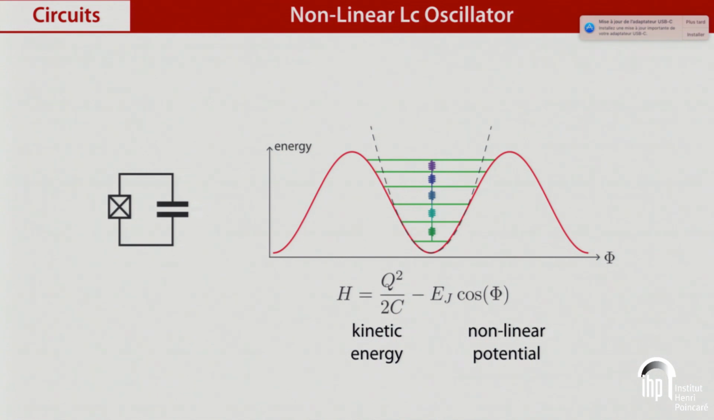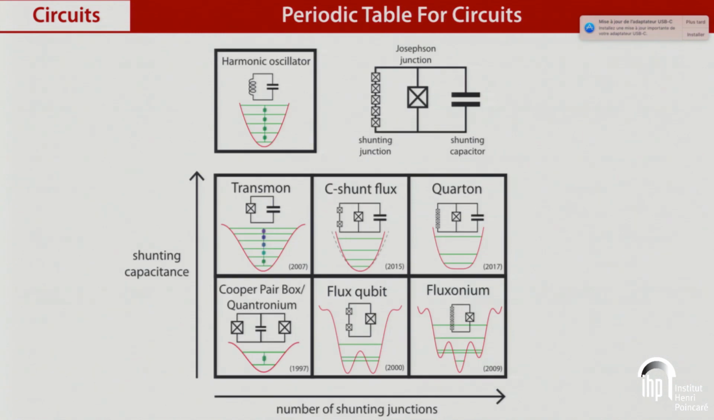Okay, so this is our qubit. There are many types of qubits, variations on the harmonic oscillator, and you have a proper periodic table for qubits, where on one axis you have the number of shunting junctions, and on the other axis the shunting capacitance. And so what we typically use is this transmon right here.